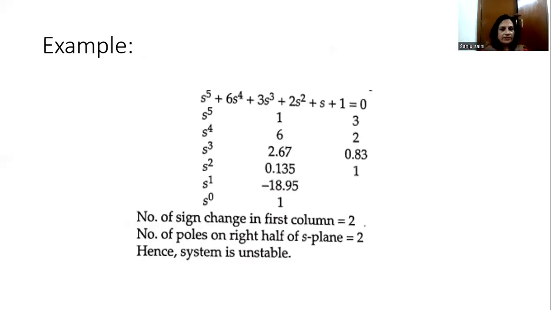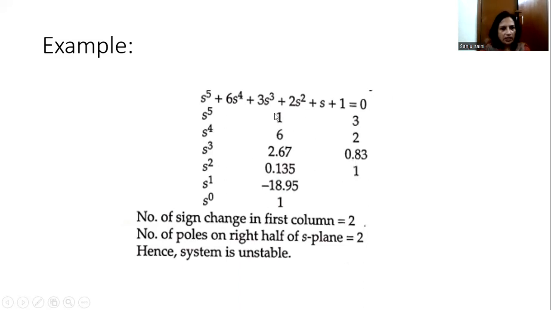For example, one example is taken over here. This is the characteristic equation. So we have formed the Routh array starting from S5 to S0. We started with 1, then 3, then 1. Then S to the power 4 is 6, then 2, here also 1, and here we have 2. Then S3: this is 6 into 3 minus 2 into 1 divided by 6, so it will be 2.67. Similarly, we'll complete this Routh array.